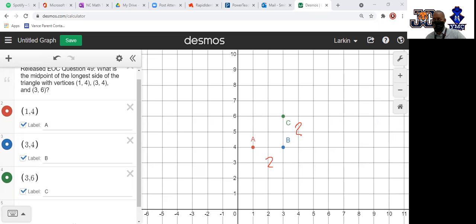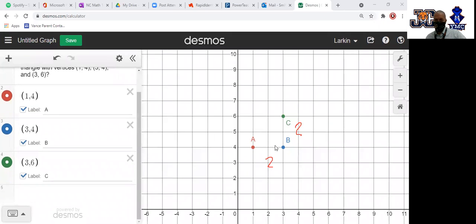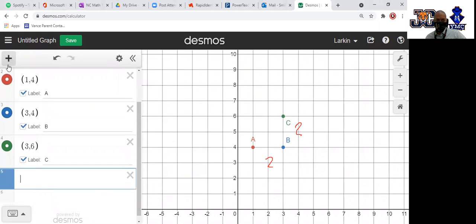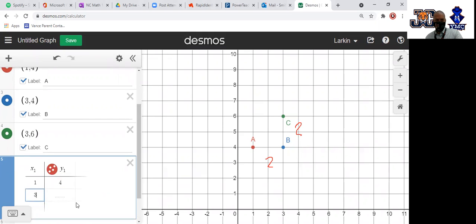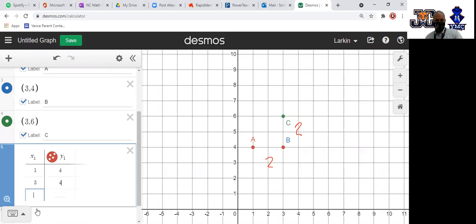So we can see the triangle better, I'm going to connect my points. To connect the points, I'm going to make a table. I hit the plus and go down the table. Our first point was (1, 4). Our next point was (3, 4). And our third point was (3, 6).